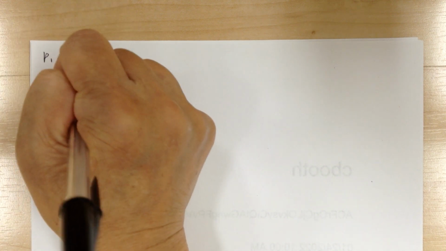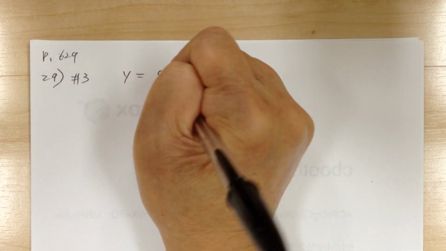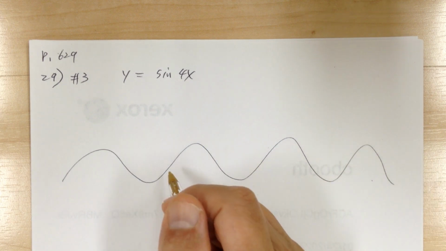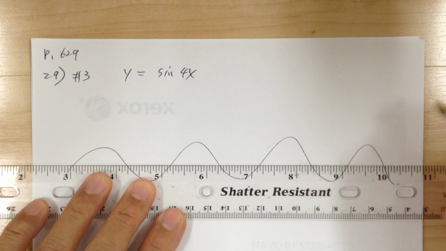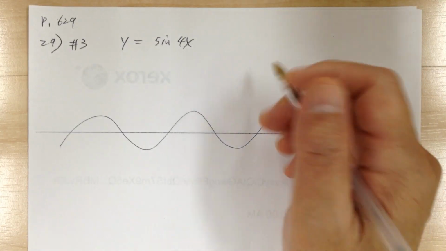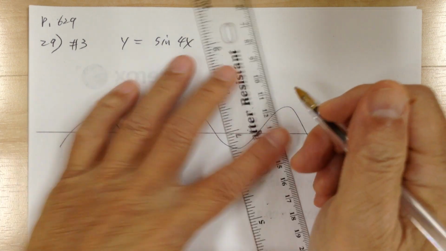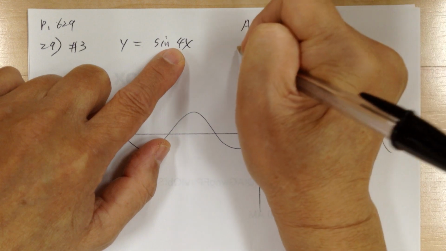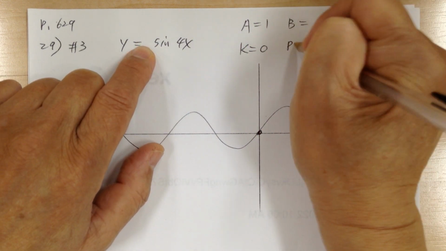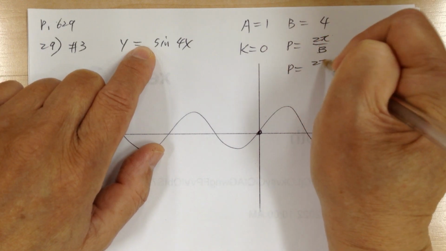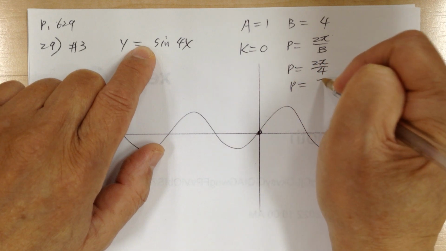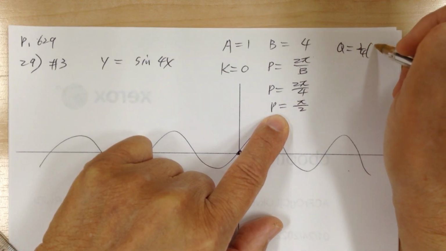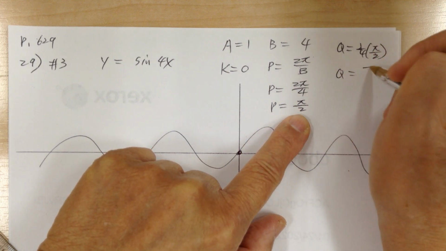Okay, number 29, you were doing the number 3 on the graph. So you got y equal to sine of 4x. Okay, so remember the sine function starts right over here, right? So you're going to get a equal to 1, b equal to 4, k equal to 0, and period equal to 2 pi over b. So period equal to 2 pi over 4, so period equal to pi over 2. And then quarter wave would be equal to 1/4 of the period. So quarter wave will equal pi over 8.